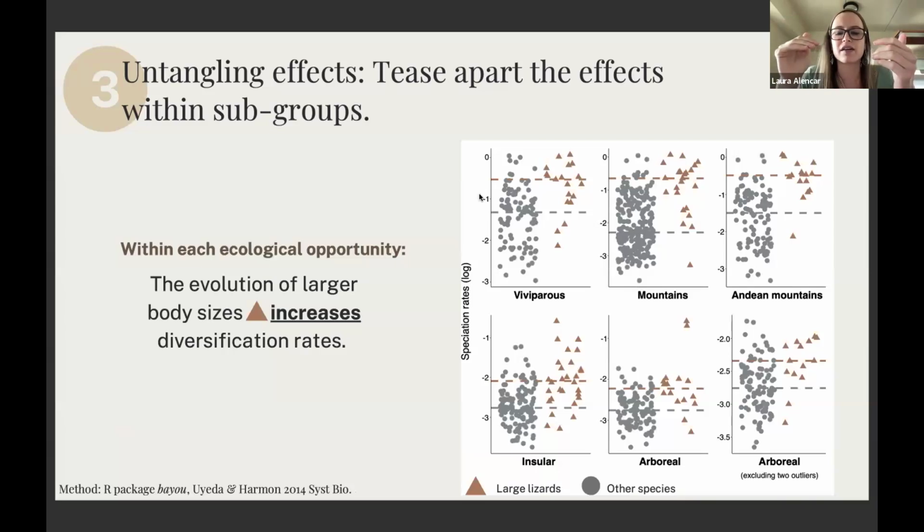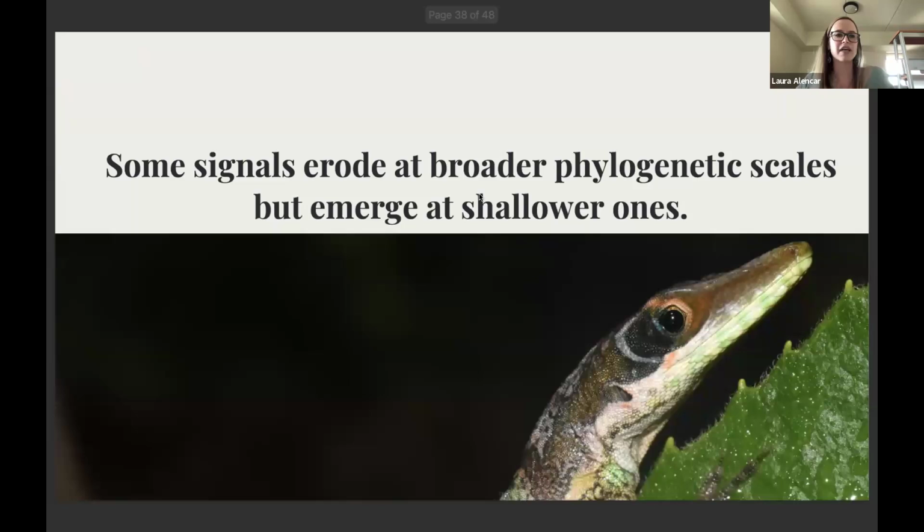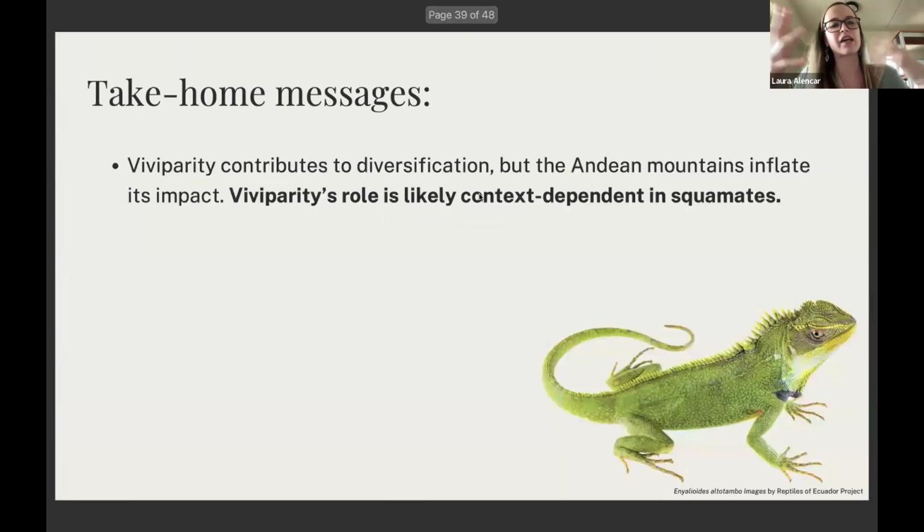However, when we analyze the species within each source of ecological opportunity separately, and also by combining different taxonomic scales, we do find that larger species, which here are represented by the brown triangles, tend to be associated with higher species diversification rates. So the second set of results suggests that some signals will fade at broader phylogenetic scales, but emerge at shallower ones. So this study brings both organismal-focused conclusions and also macro-oriented conclusions.